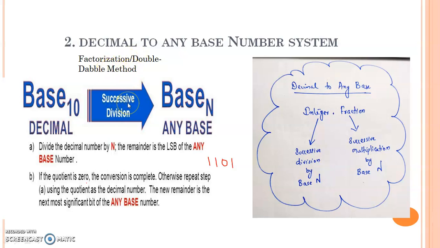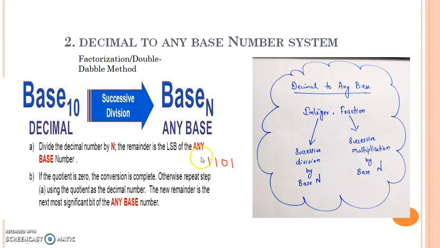Now, what is this factorization method or double table method or successive division method? It is nothing but you have to divide the decimal number continuously with base n, and the remainders are to be collected, and the first remainder you get is called the LSB of that number. LSB is nothing but the least significant bit.